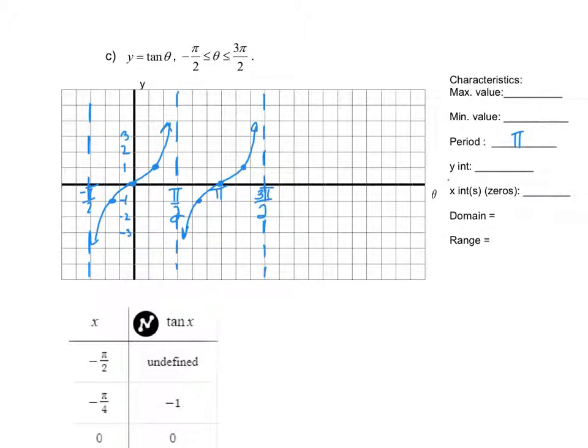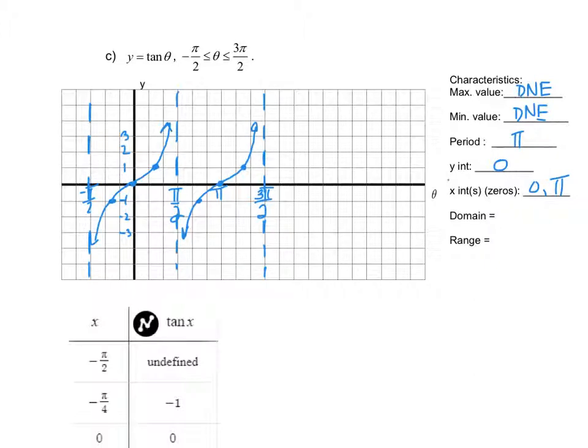My max value does not exist because it goes up to positive infinity. My minimum value doesn't exist because it goes down to negative infinity. My y-intercept is 0. My x-intercepts that you can see here are 0 and pi. And here's where the next piece gets tricky. Let's do the range first because it's easier before we do the domain.